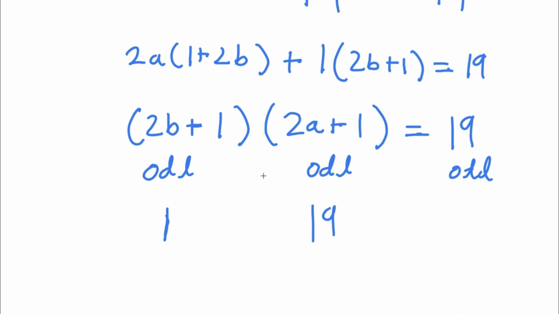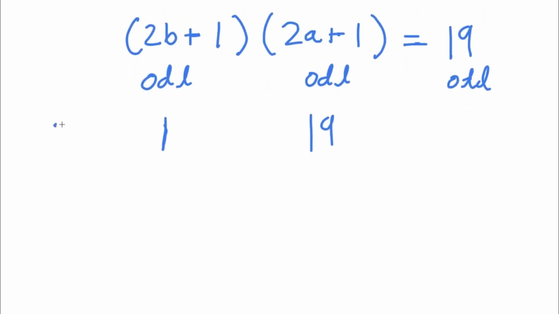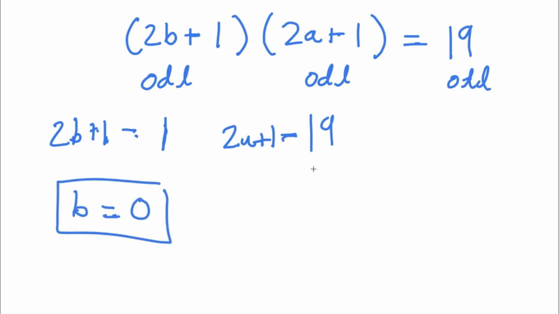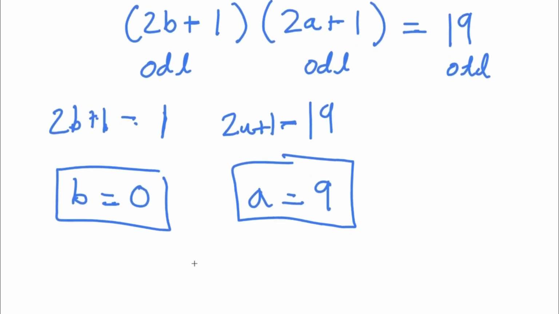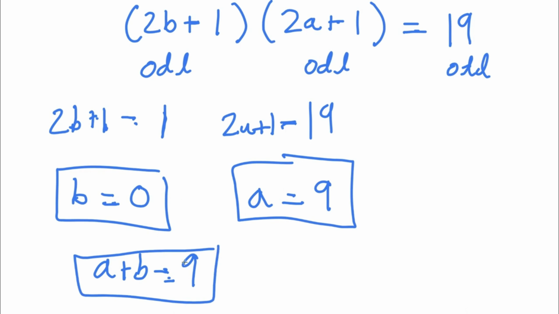So now if I set 2b plus 1 equal to 1, and if I set 2a plus 1 equal to 19, from 2b plus 1, I get b is equal to 0. And from 2a plus 1, I get a is equal to 9. So now a plus b is simply going to equal 9. So this is my answer.